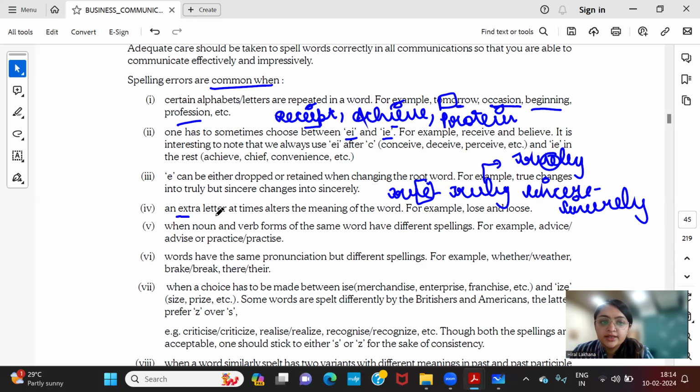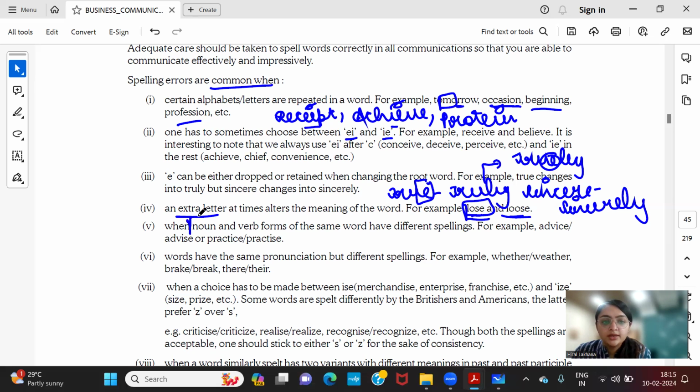Now, extra letters at times alter the meaning of the word. Here we have LOSE, lose, and LOOSE, loose. LOSE is to lose the possession of something. I lost my phone. Now, if we are saying LOOSE, it is the opposite of tight, that is something that is not tight. The pants were loose. So by just adding another O to lose, the entire meaning and the spelling of the word gets changed.